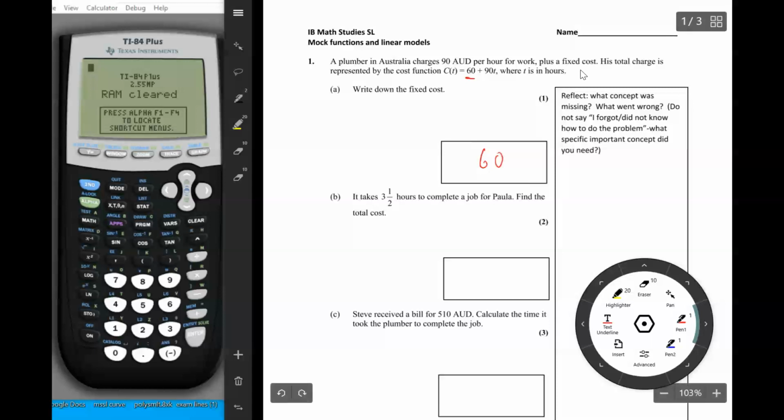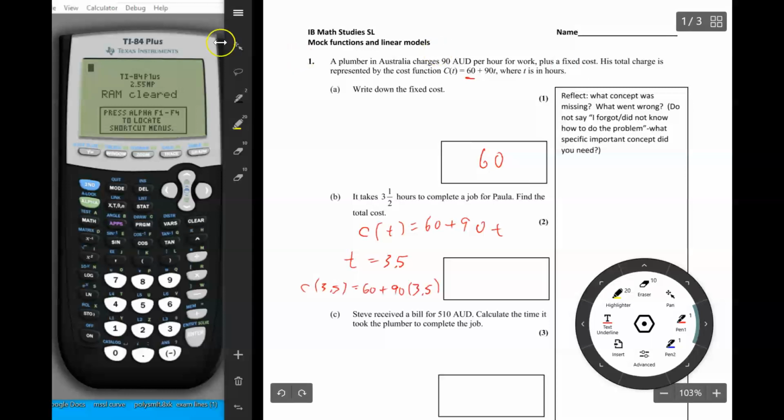It takes 3.5 hours to complete a job for Paula. Find the total cost. Okay, so in this case, there's a couple ways to do it, and one of the ways is just to substitute it into the function, which would be C of t equals 60 plus 90t. So actually, we're saying that t is equal to 3.5 hours. So basically what we're saying is C of 3.5 is equal to 60 plus 90 times 3.5. So you could just do that math and figure it out.